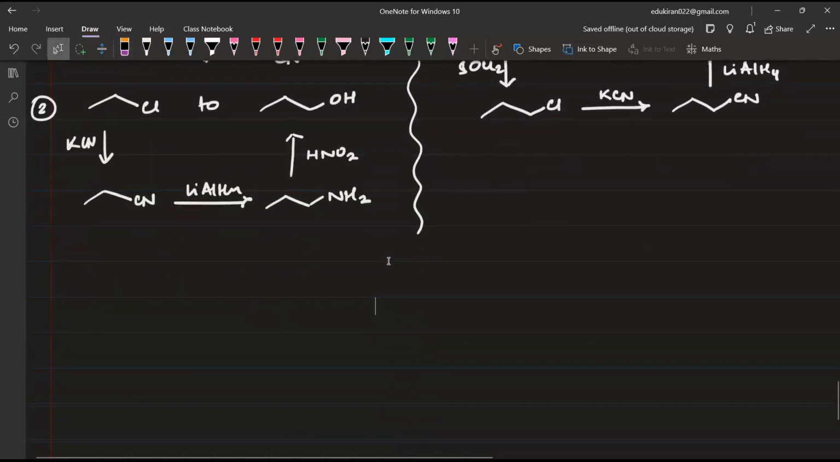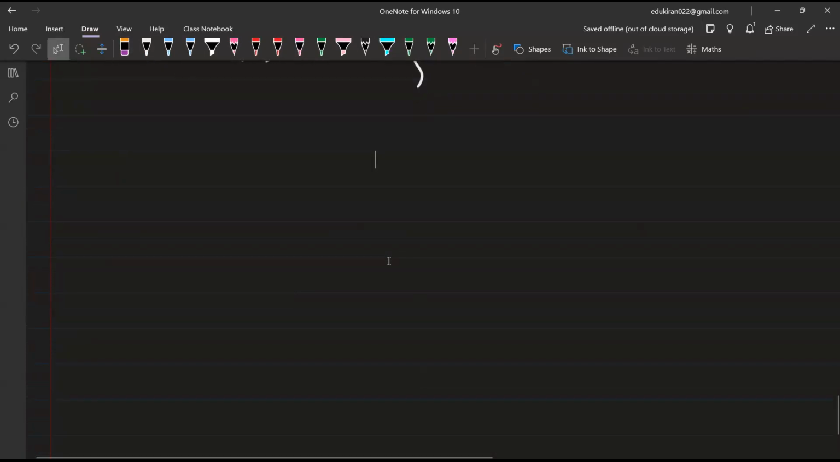This is ascent of reactions. Now there is another case in which we will do descent. Descent means we are going one carbon less than the previous one. Okay? So pay attention.